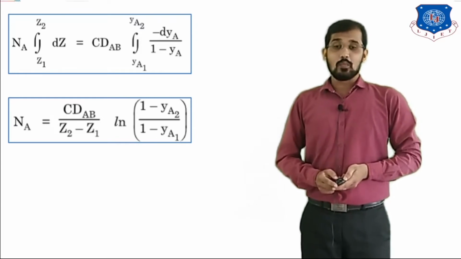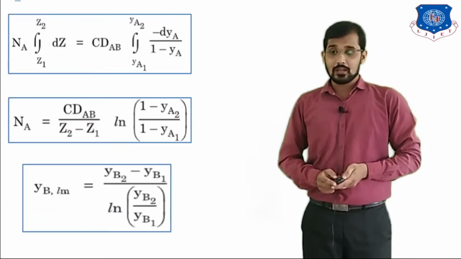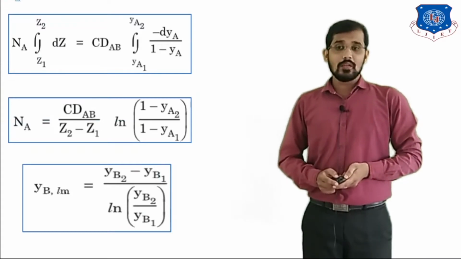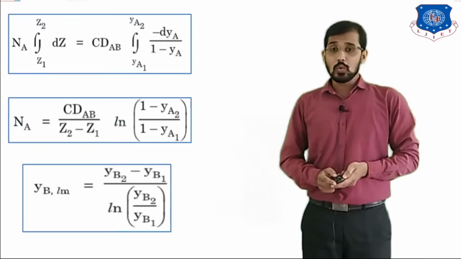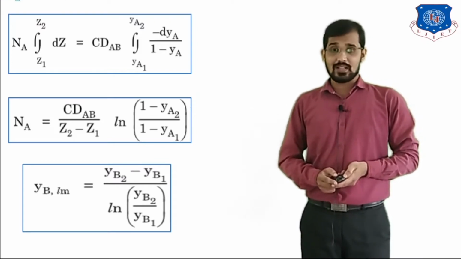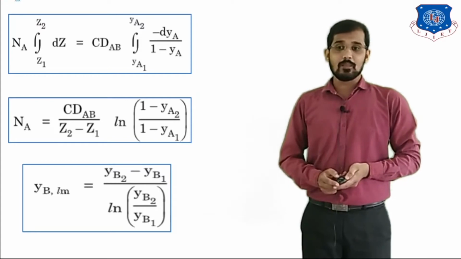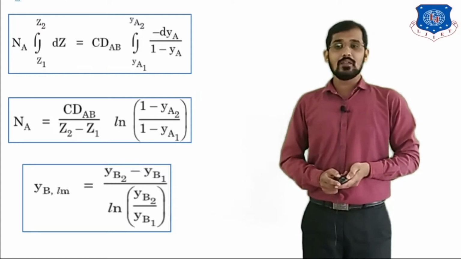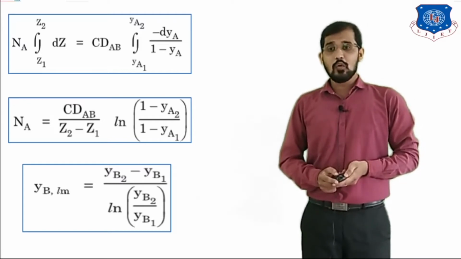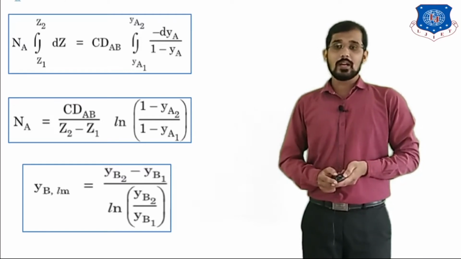This is nothing but the molar flux equation for component A. Here we have to replace ln of (1 minus YA2) divided by (1 minus YA1). So how do we calculate this term? By using the log mean concentration difference, which is given by YBLM is equal to (YB2 minus YB1) divided by ln(YB2 by YB1). So just put in the value for ln of (1 minus YA2) divided by (1 minus YA1).